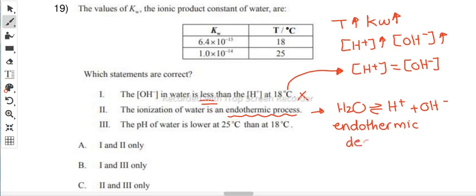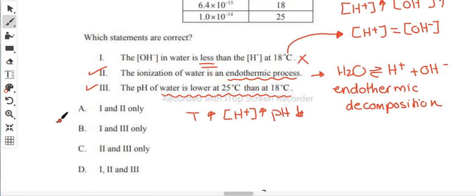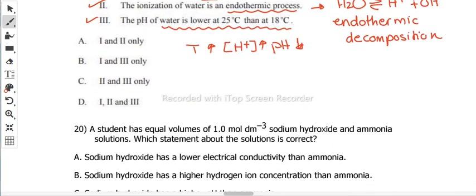This is a decomposition reaction. Continuing with the pH. The pH of water is lower at 25 than at 18. Yes, that's right. When the temperature increases, the H positive will increase and the pH will definitely decrease. So this is a correct answer. This is another correct answer. And your final answer is C, which is 2 and 3 together.